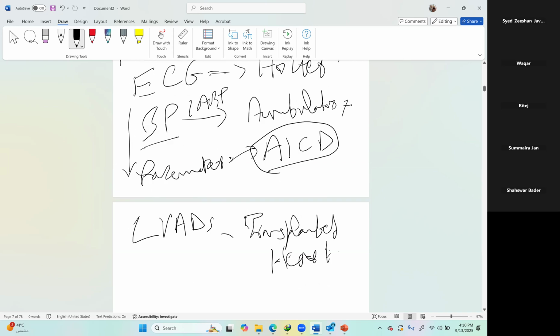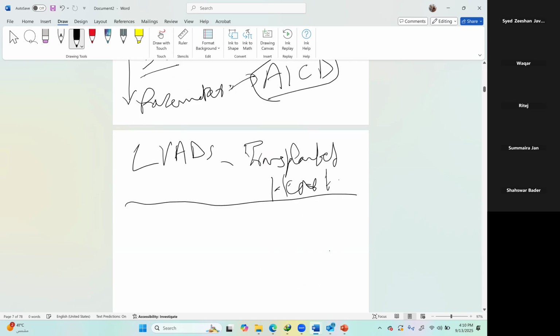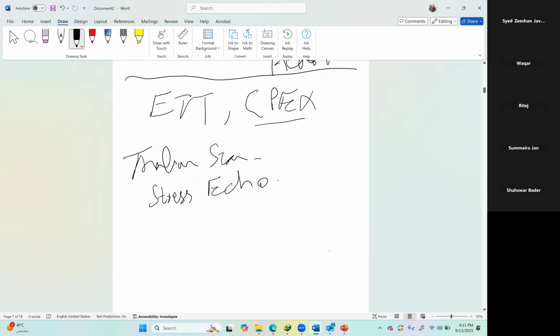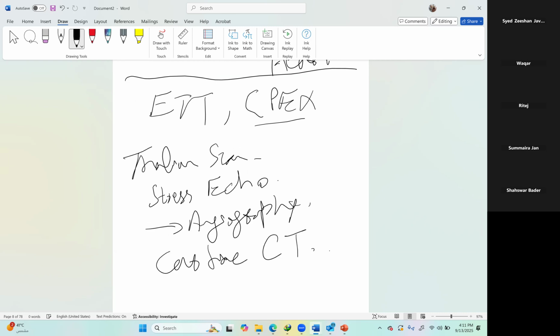Practically, what else do we see? Go for ECG, go for exercise tolerance test, and then latterly CPEX testing, cardiopulmonary exercise testing. Then something else is the thallium scan, more commonly called stress thallium, and then simple echo and stress echo, and then angiography, and cardiac CT. You should know that these are all used for evaluation.